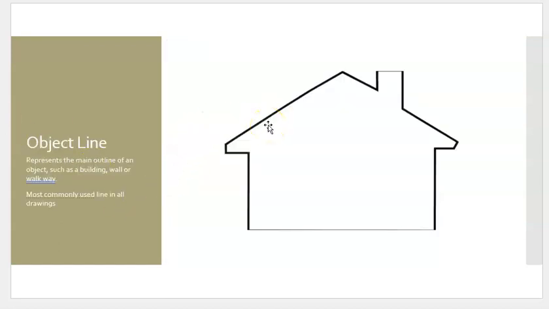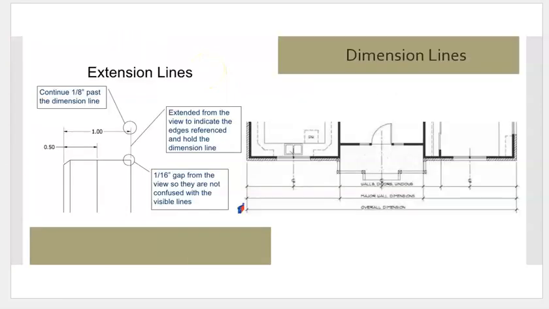The object line looks like a border line to me because it's just highlighted, but it's highlighted for this slide, so as not to confuse you with what I was talking about earlier. This represents the main outline of an object, such as a building, a wall, or a walkway. It's the most commonly used line in all drawings, so we will constantly be using this object line. The simple shapes you've been working on in the past couple weeks, those are object lines.